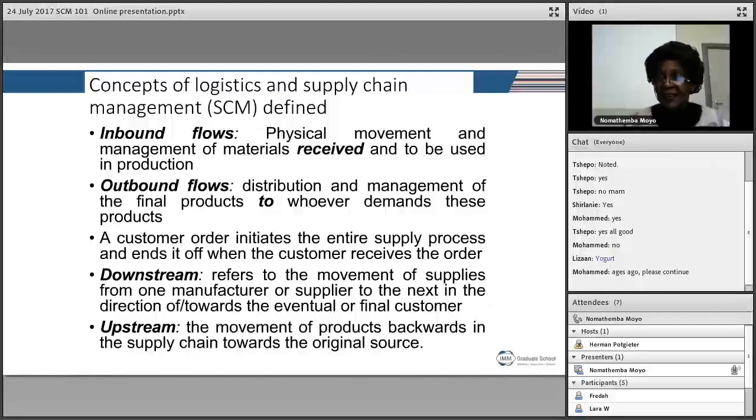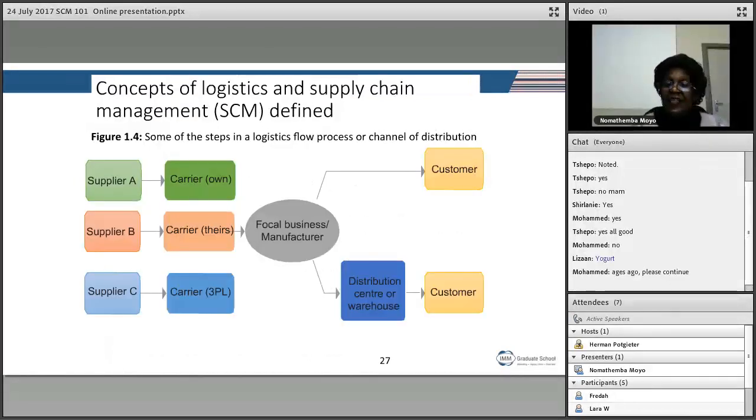Downstream, I again talked about downstream. That which is nearer the consumer is downstream. It refers to the movement of supplies from one manufacturer or supplier to the next in the direction towards the eventual or final customer. Then upstream. Upstream is the movement of products backwards in the supply chain towards the original source. Original source is upstream. Consumer is downstream.